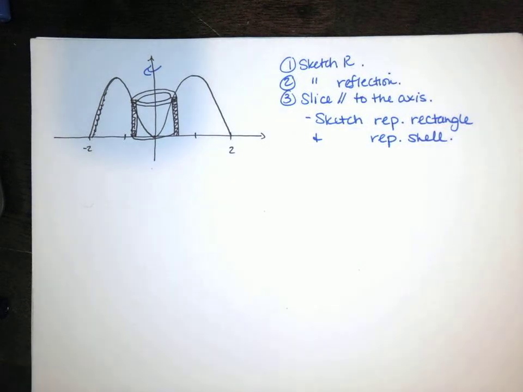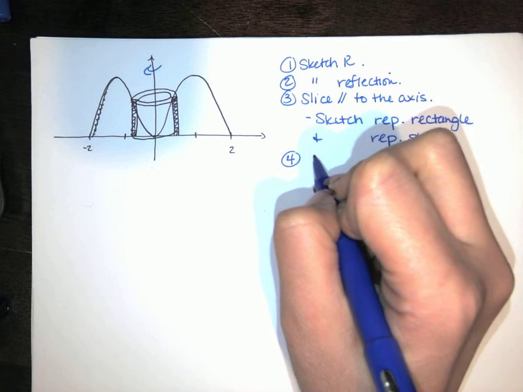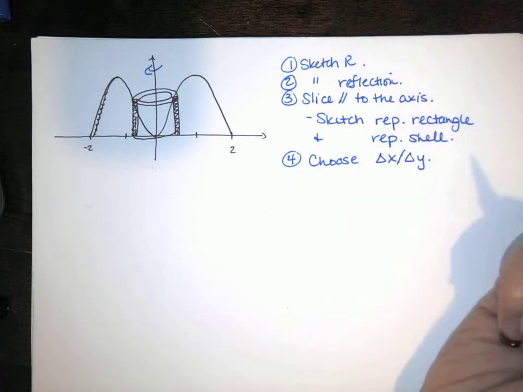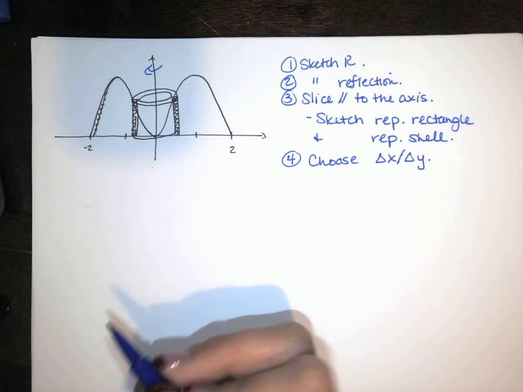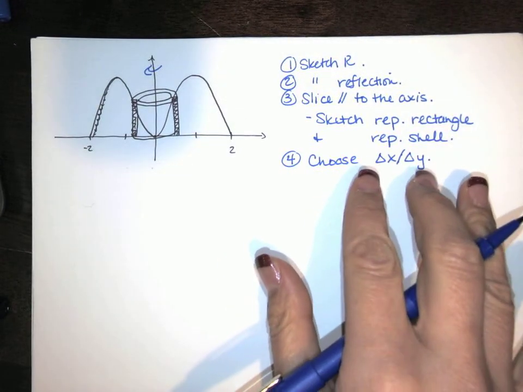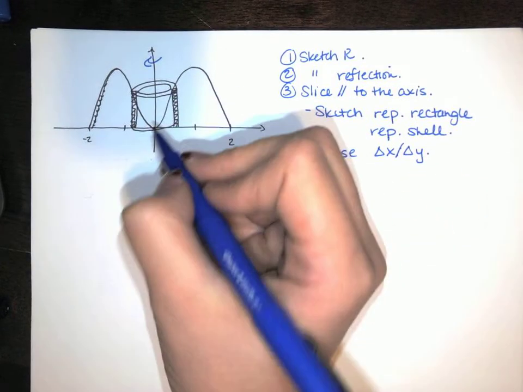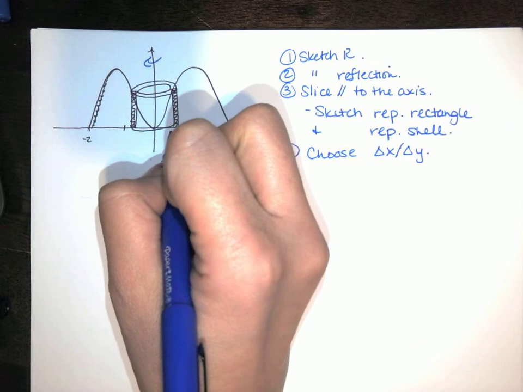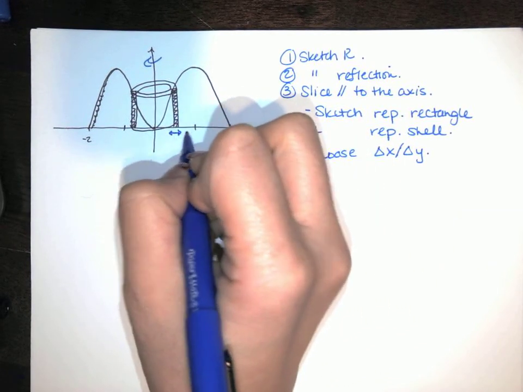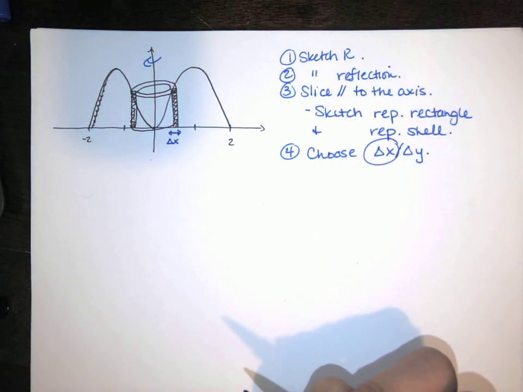Now you look at your representative rectangle and you're going to decide whether it's delta x or delta y. Well, you're going to choose between those two, and you're always going to choose the one that is given by the width of your representative rectangle. Not the length, but the width, that smaller dimension. Since our smaller dimension, the width, is in the horizontal direction, that's delta x. So we choose delta x.